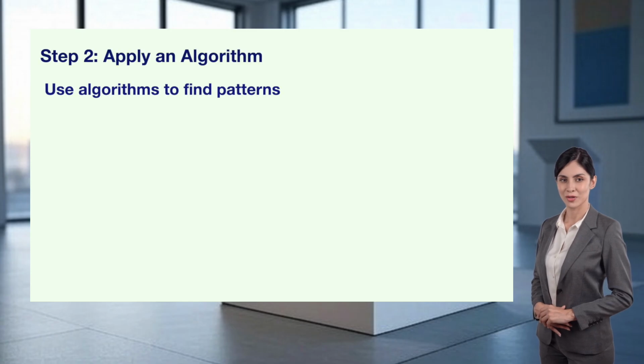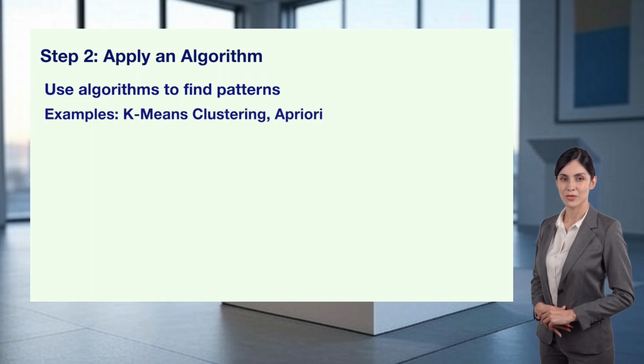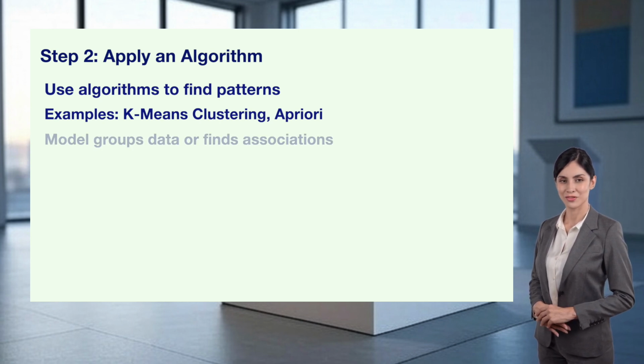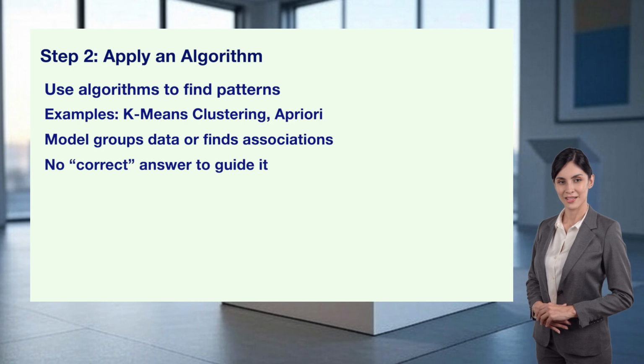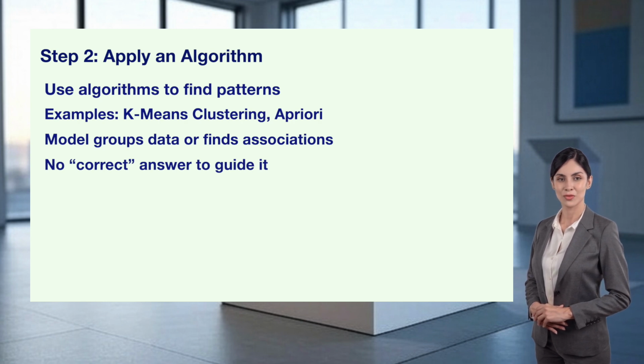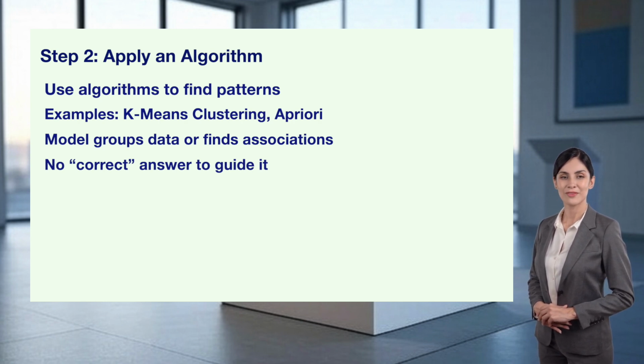Step 2 is to apply an algorithm to find patterns in the data. Common algorithms include k-means clustering for grouping data or Apriori for finding associations, which we'll discuss later. The model groups the data into clusters or finds relationships, like items often bought together. There's no correct answer to guide it, so the algorithm explores freely. This step is where the magic of discovery happens in unsupervised learning.